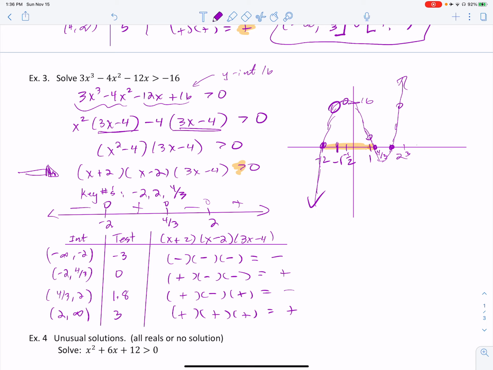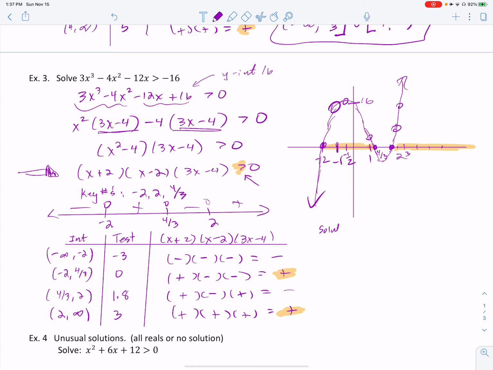So those are solutions. And then to the right of 2, if I put in 3, the output's positive. And any number beyond 3, 2.5, the output's positive. All those x values produce positive y values, meaning that, the graph being above the x-axis, those are values where this polynomial is going to be positive. And so we're looking at those two intervals.